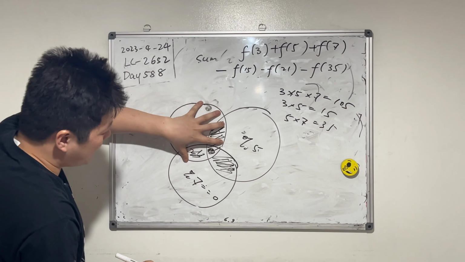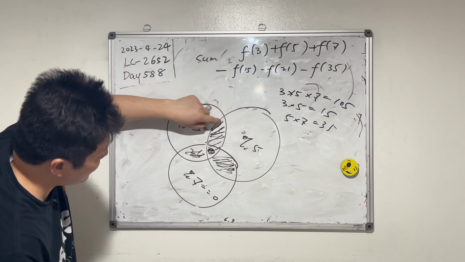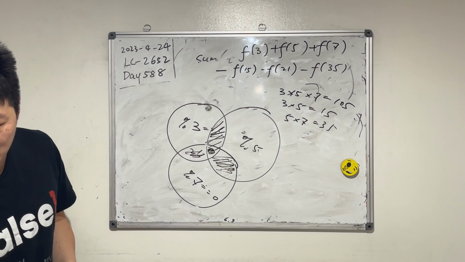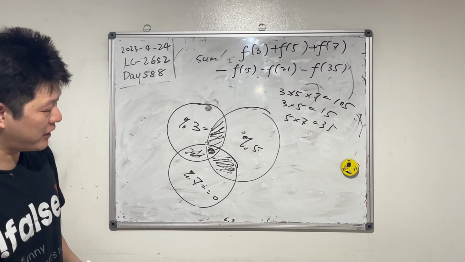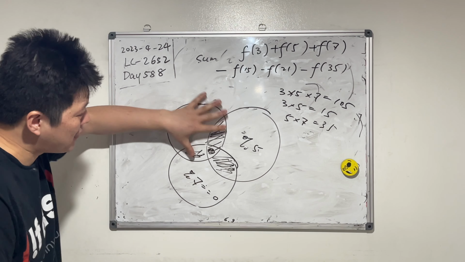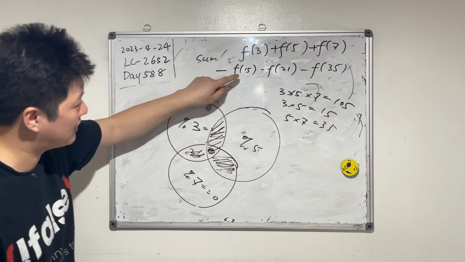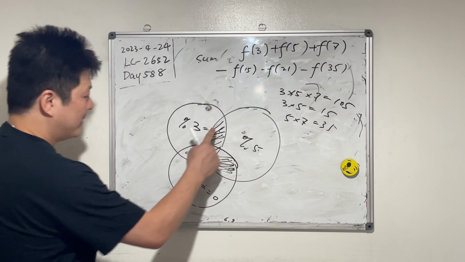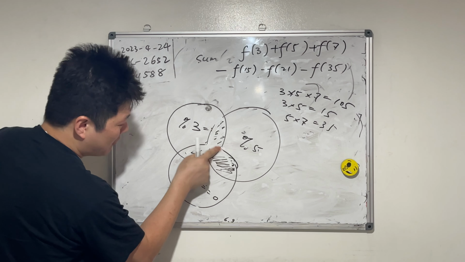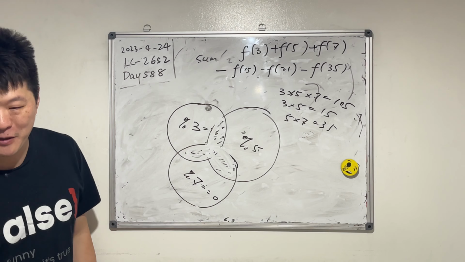Okay, so look, adding up this one, and then subtract this one and this one. Is there a problem? Which part do we need to add back? Which part have we deducted more than necessary? Imagine these 3 circles added up together, and we need to deduct these 3 parts. We take away this bit, this bit, and this bit. Which part have we deducted more than once?